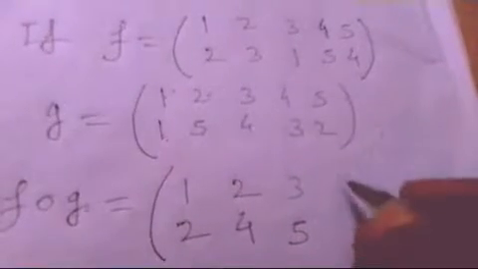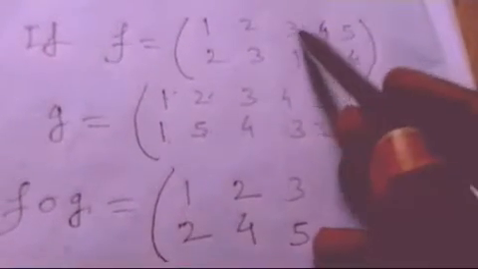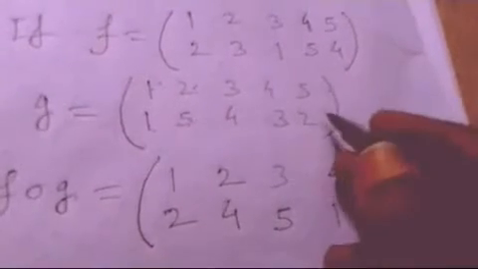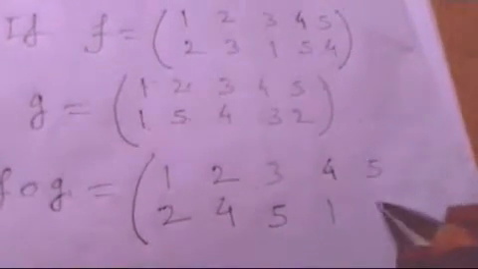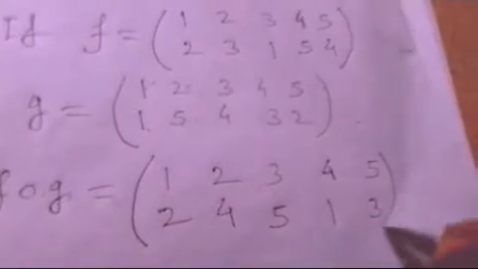4 is mapped onto 3 and 3 is mapped onto 1, so 4 is mapped onto 1. 5 is mapped onto 2 and 2 is mapped onto 3, so 5 is mapped onto 3. In this way we find the result.